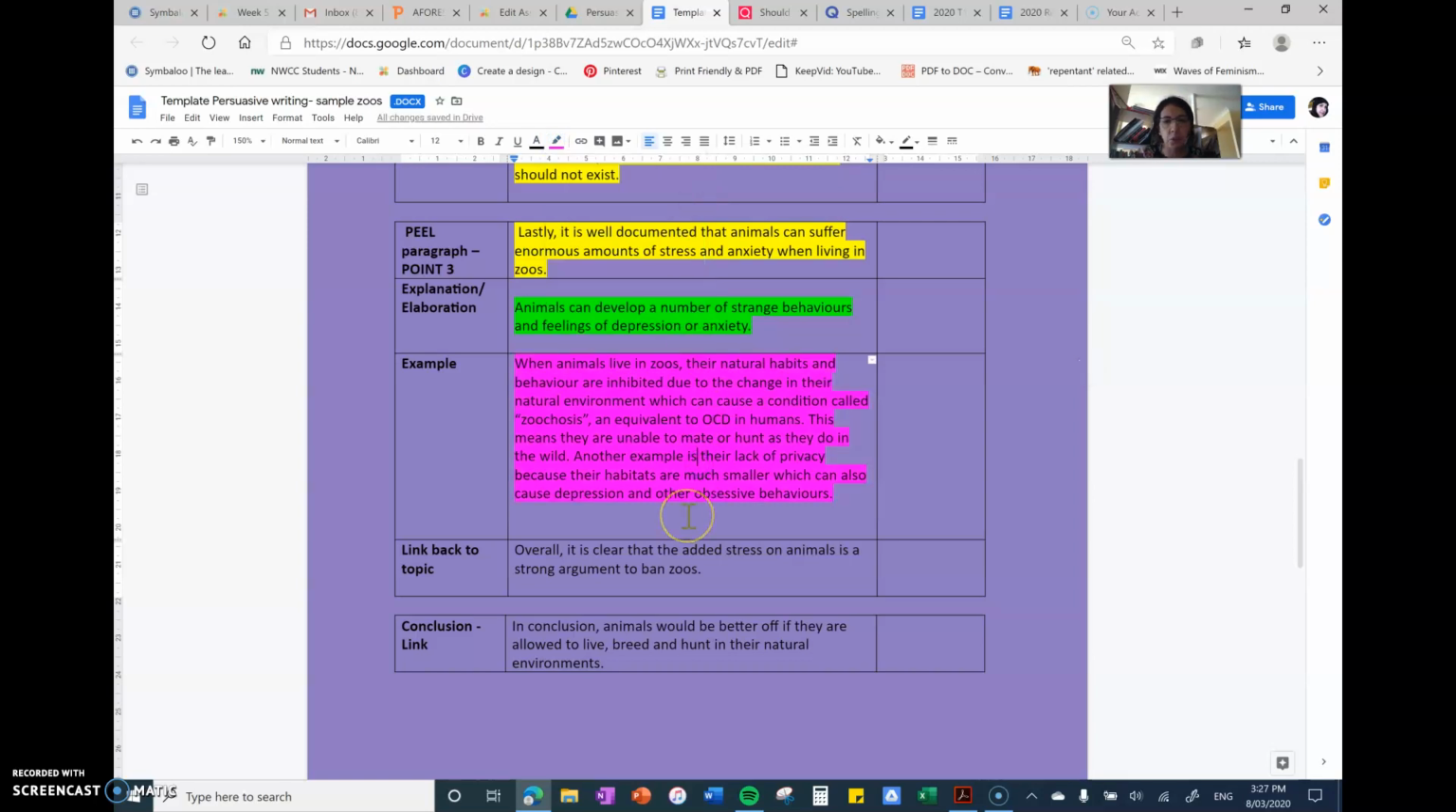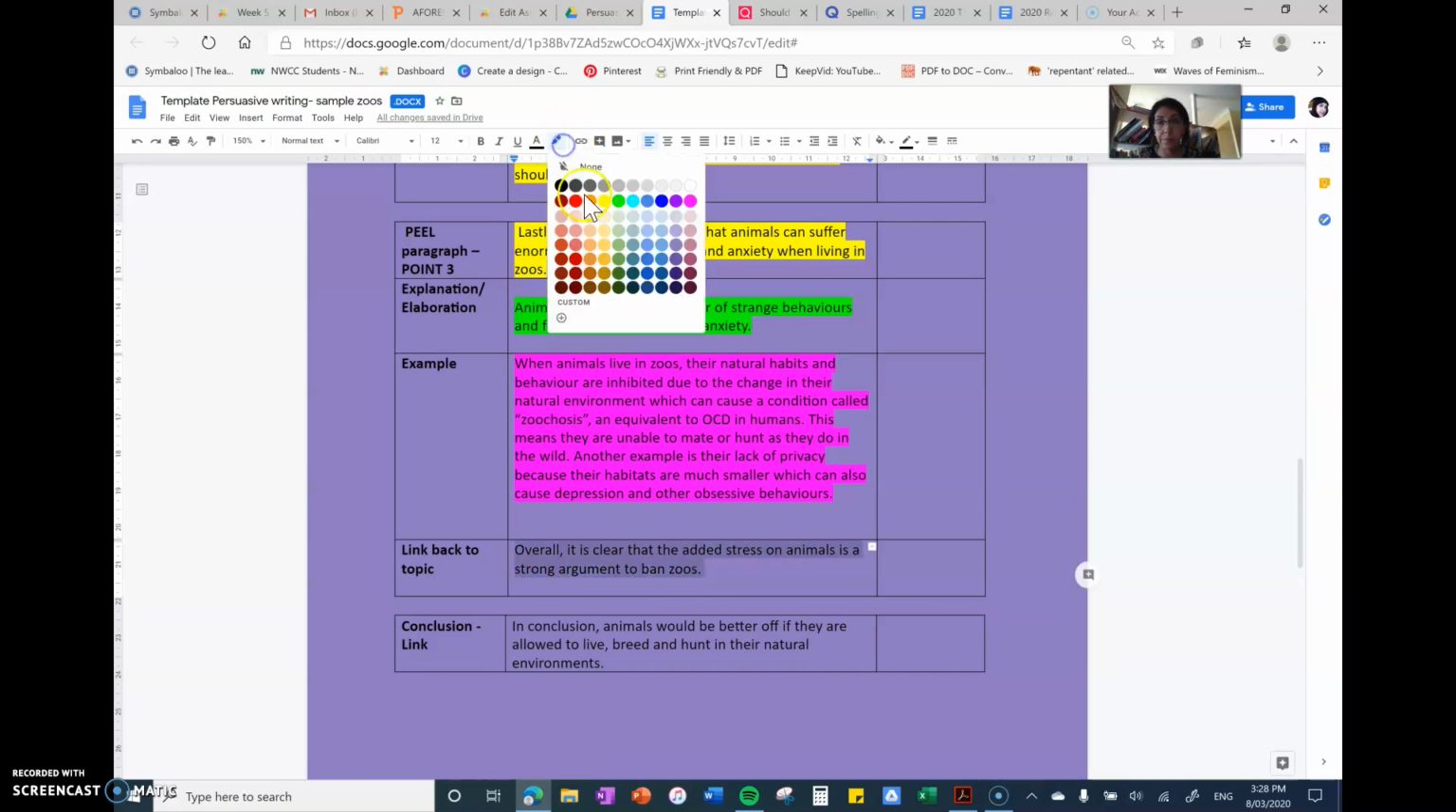When animals live in zoos, their natural habits, in this case meaning behavior, are inhibited due to the change in their natural environment, which can cause a condition called zoochosis. I actually did some research to find this out. An equivalent to OCD in humans. This means they are unable to mate or hunt as they do in the wild. Another example is their lack of privacy because their habitats are much smaller, which can also cause depression and other obsessive behaviors. I did some research and I found that out, which was quite interesting.